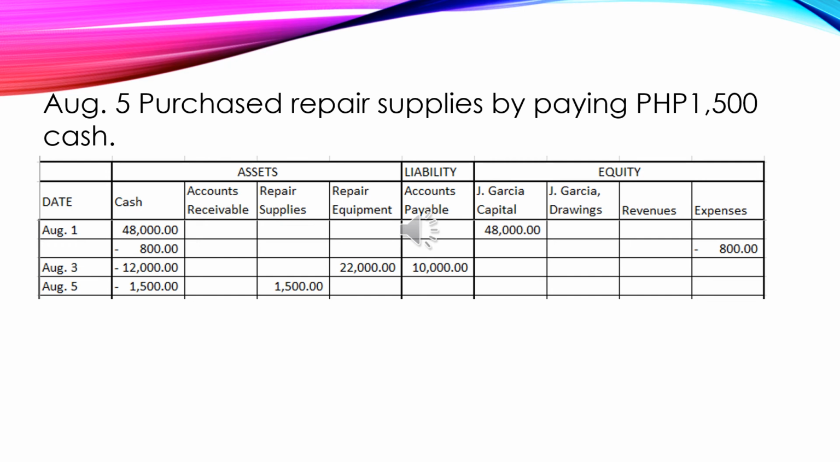For August 5, we have there purchased repair supplies by paying 1,500 cash. So as you can see there, only the asset was affected for this transaction on August 5. So there is an increase in repair supplies amounting to 1,500 and a decrease in cash amounting to 1,500.